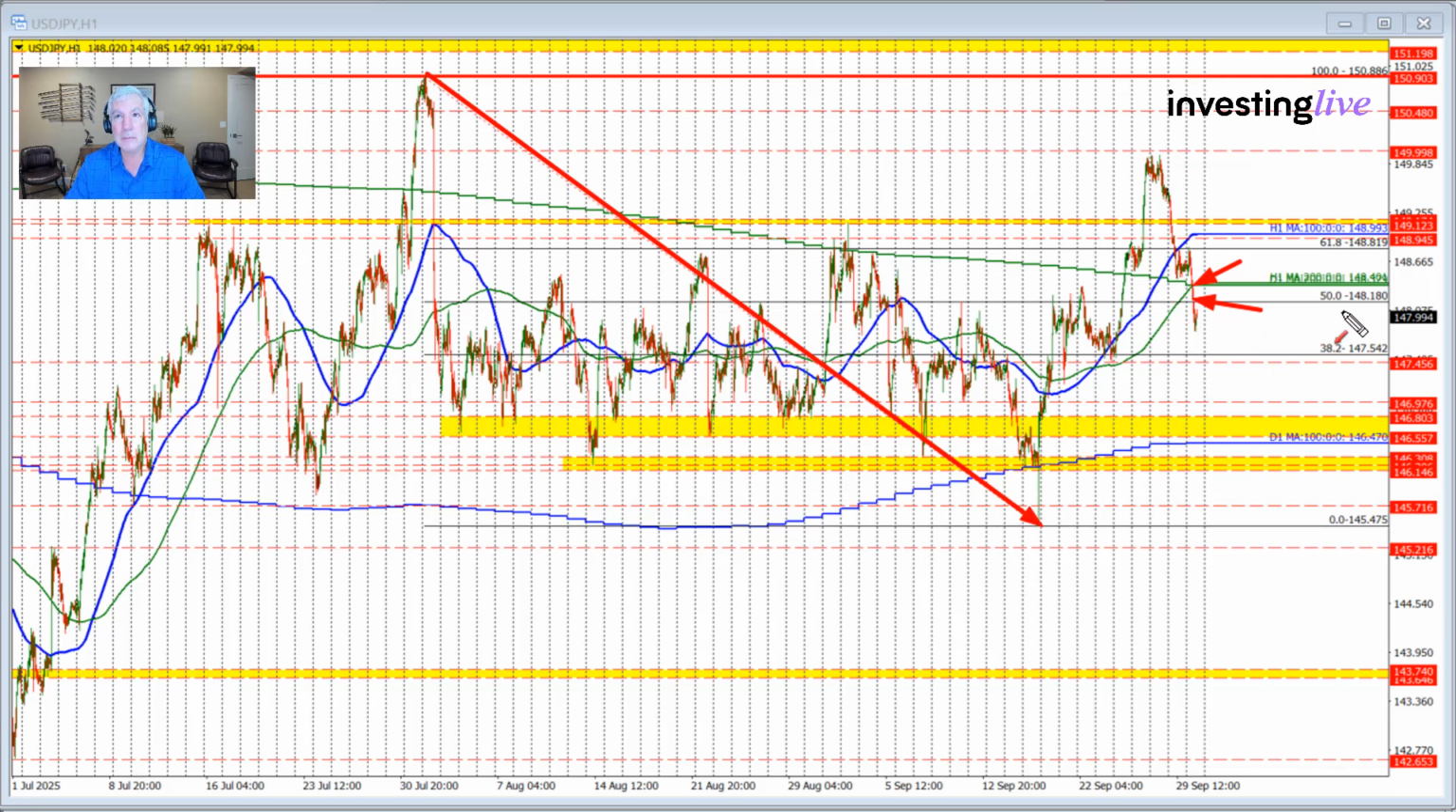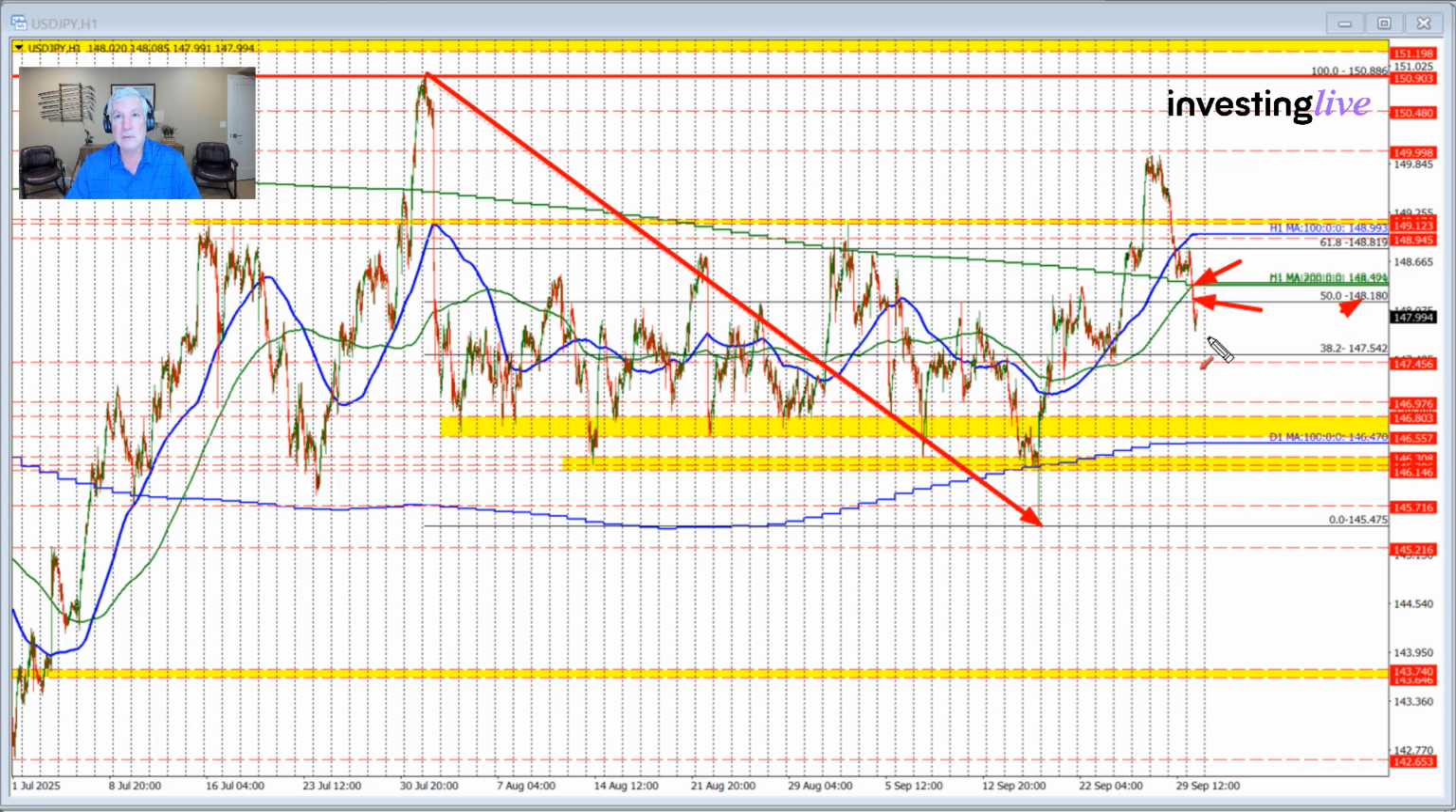That 50% comes in at 148.18, and we are currently below level 147.99. So it will be early resistance in trading, but this is going to be the key level for the dollar versus yen, not only today but going forward, with the two moving averages converged there at the 148.40 level, 49 level, something like that. I think it's the 49 level being the key level for the dollar versus yen.